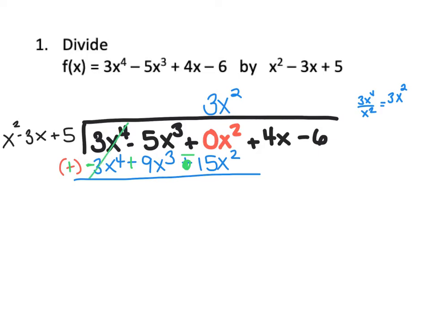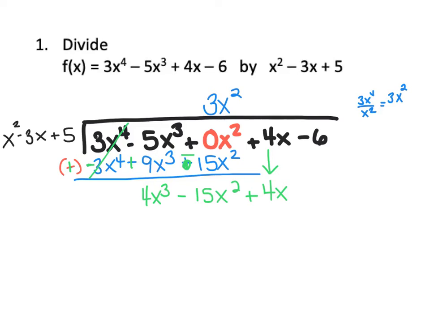Negative 5x cubed plus 9x cubed is positive 4x cubed. 0x squared minus 15x squared is negative 15x squared. Now I bring down the next term, the plus 4x, and I'm back to the beginning. I'm going to repeat the process where I look at my leading term here, and I'm seeing how many times just x squared goes into 4x cubed.